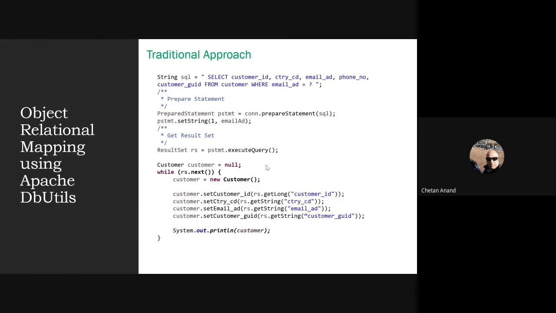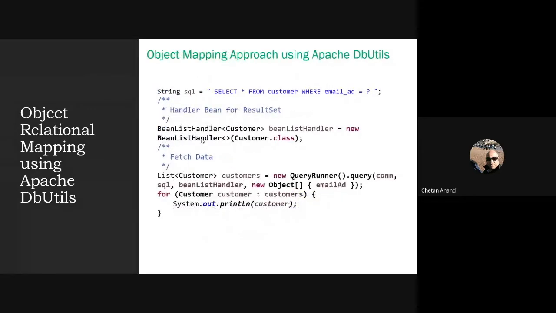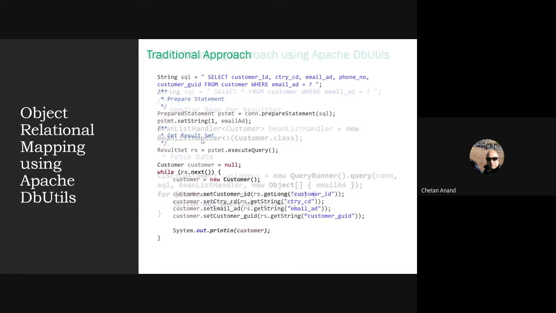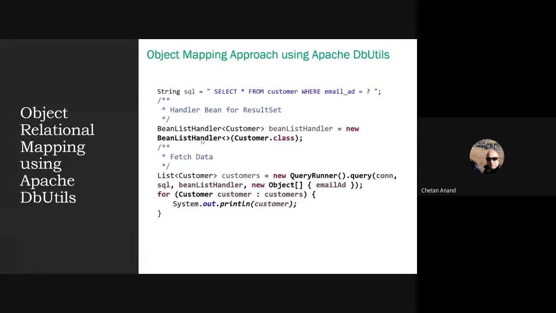So typically you don't have to use, look at the code, you don't have to use prepared statement. You don't have to use result set. You don't have to use the while loop. Nothing of that sort. Look at this. The code will be very neat. Compared to this, as the number of columns increase, your number of lines also increase here. Whereas in this case, it is not going to increase at all. It will be exactly the same.